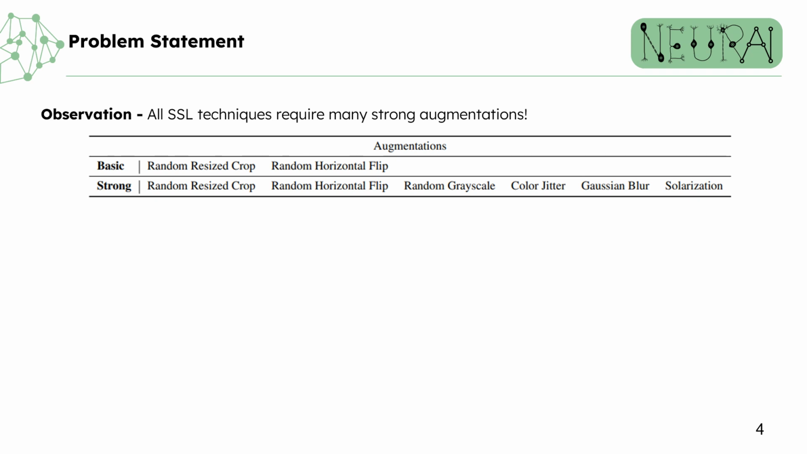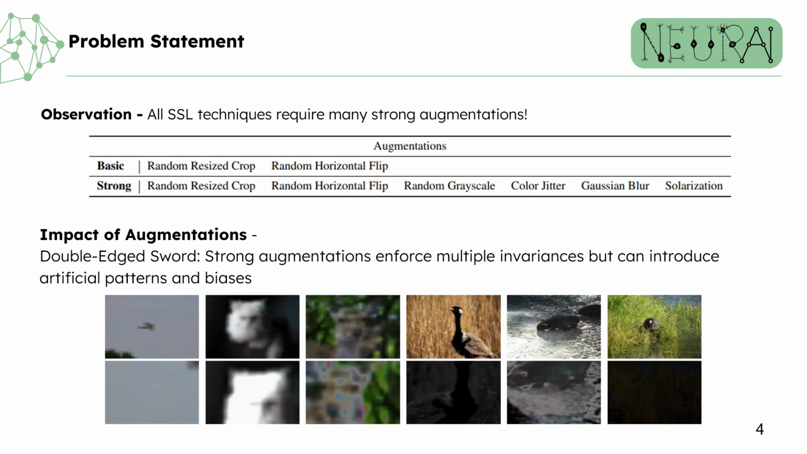In all SSL techniques, we observe that they currently require many strong augmentations. This can act as a double-edged sword because while strong augmentations enforce multiple invariances, they can also introduce artificial patterns and biases into the data. Our work explores the impact of these augmentations and seeks to find alternatives to reduce the reliance on them.